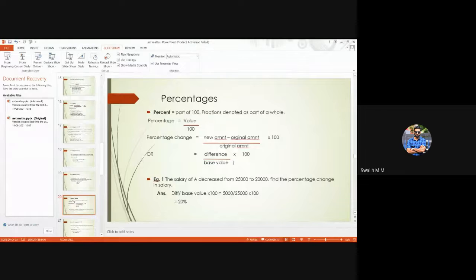So the example is a salary of A decreased from 25,000 to 20,000. Find the percentage change in salary. So the difference is, it becomes 20,000, 25,000 to 20,000. Difference is 5,000. And the original base value is 25,000 into 100. You get 20%. This is just a simple example.